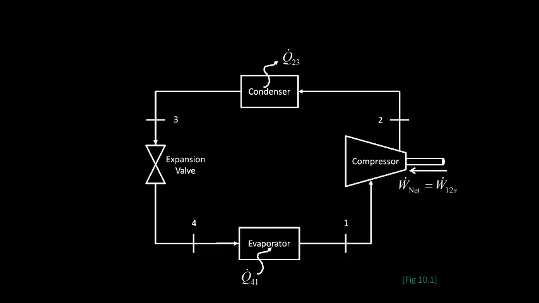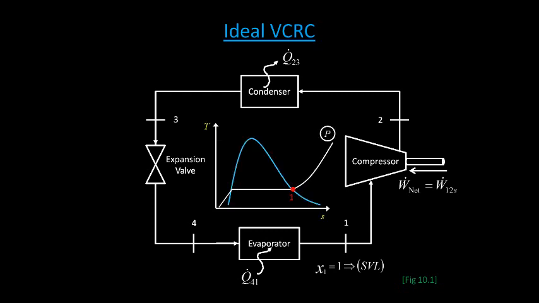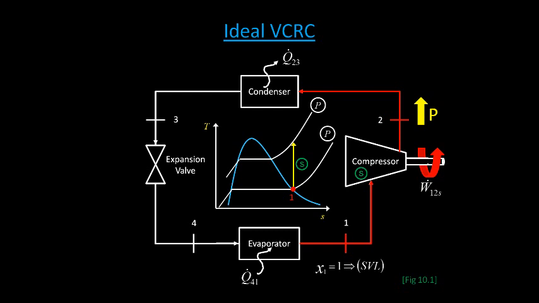If we break it down individually step by step, starting out at state 1, we assume that our quality is equal to 1, placing state 1 on the saturated vapor line. We'll show this in red, moving from the evaporator to the compressor. Once power net, or power from 1 to 2s, is applied to the compressor, shown here as rotating shaft work, the isentropic compressor increases the pressure of the vapor to a superheated vapor at a new line of constant pressure at state 2s, shown here.